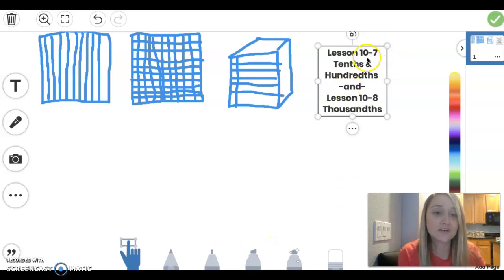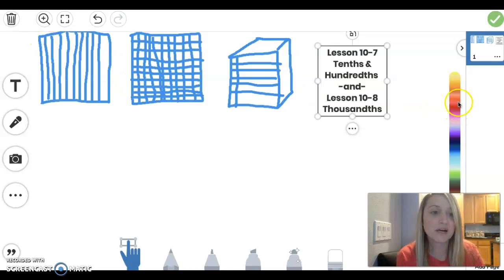Today we're going to go over lessons 10.7 and lesson 10.8 because they're very similar. So usually I try to tie these in together. I already drew these pictures because I just wanted to explain to you, when we have our tenths, hundredths, and thousandths.